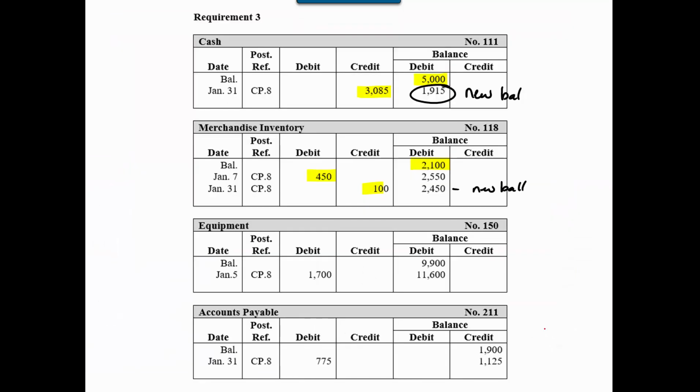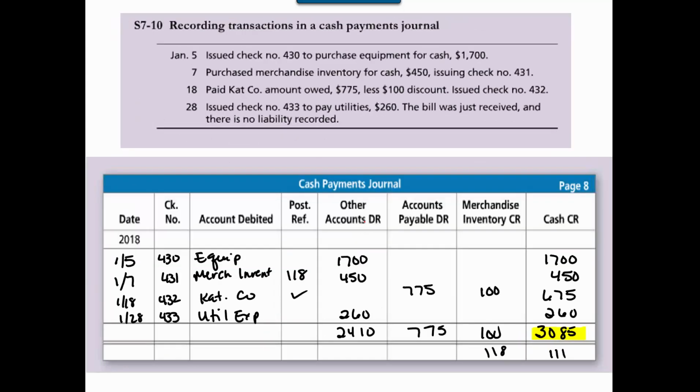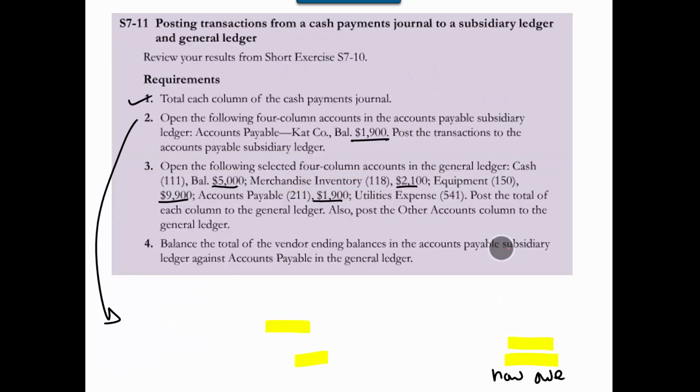And then equipment, we had $9,900. We debited it. We purchased more equipment, so we add those two together, and here's my new balance. And then this is account number 150, so I go back here and tell it I put this to account 150, and now I know I've posted that one.